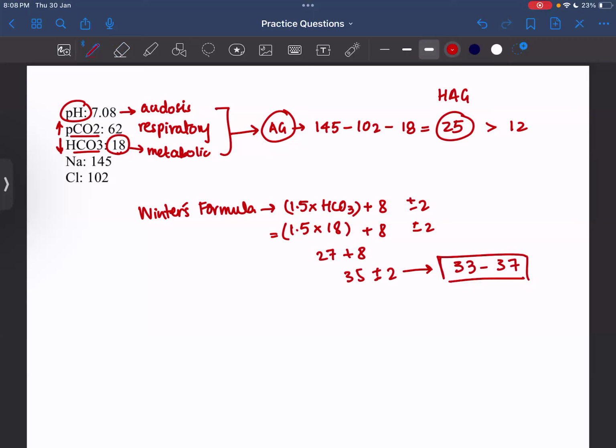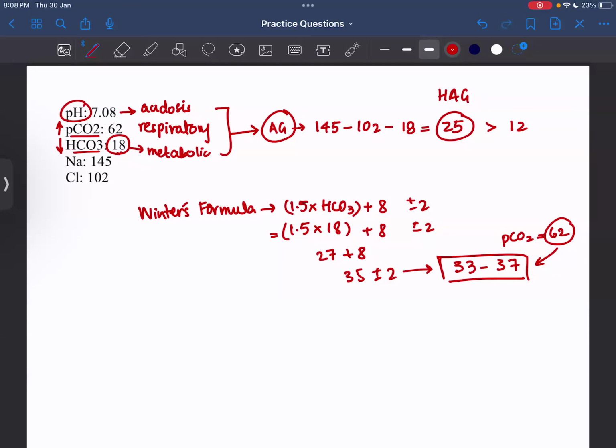This is our range. Now let's look at the PCO2. Is it anywhere in this range? No. Our PCO2 is 62, which is so much higher than what's given in the formula right here, which means that this is not just compensation anymore. There is a concomitant disorder, but guess what? We sort of already knew that because we know that we already have respiratory acidosis with a high anion gap metabolic acidosis, right? Now we already know about the two disorders. Now we want to know about the third one.